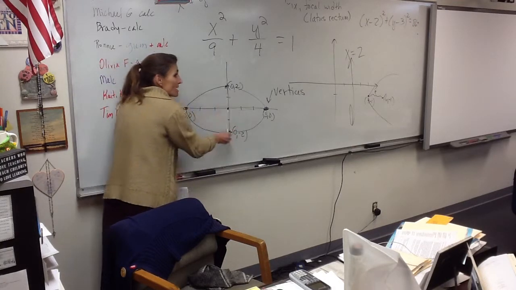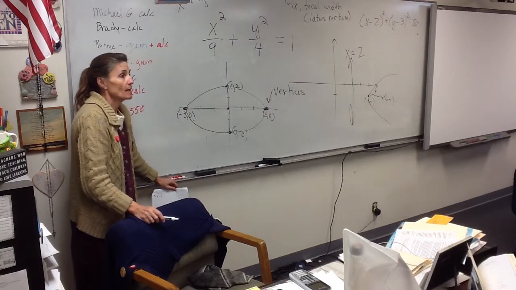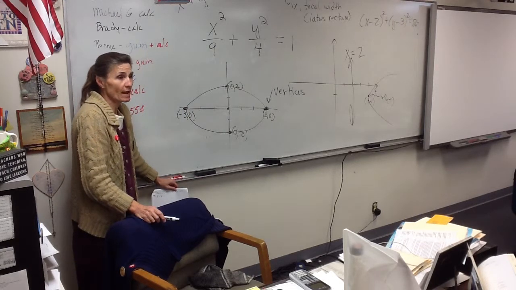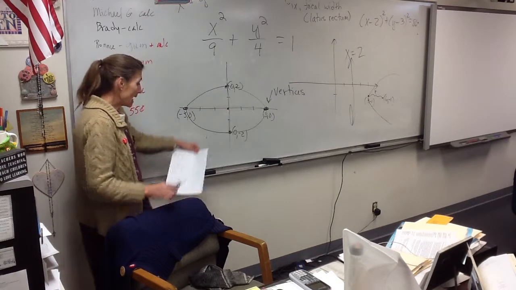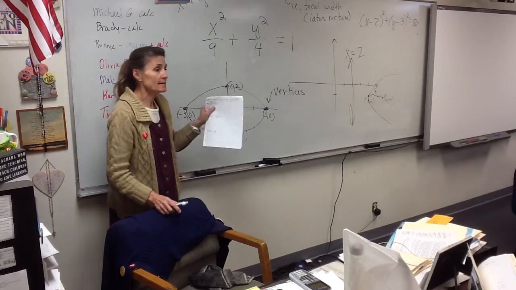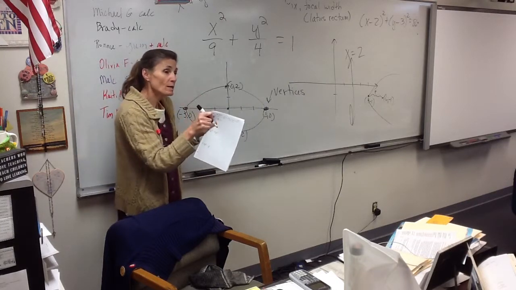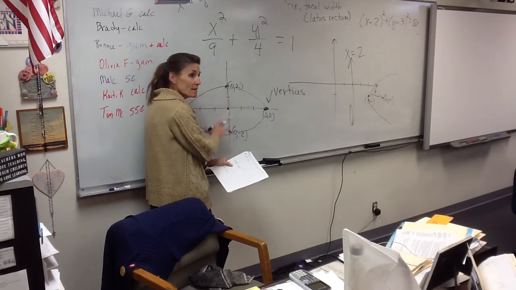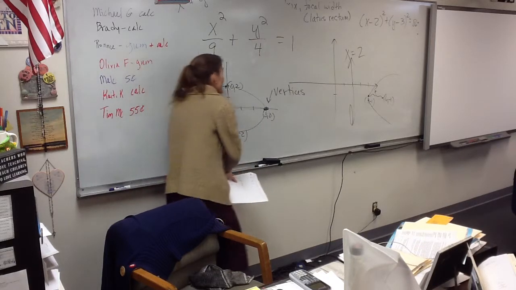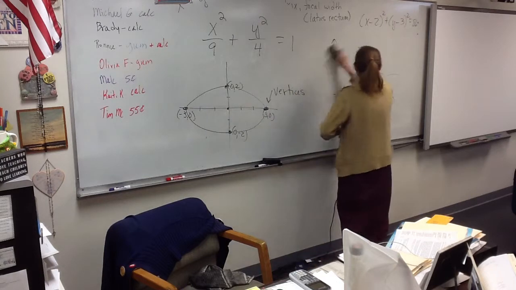This is your minor axis. How long is your minor axis? 4. Okay? Now, we still need to find the foci, but before we do that, I want to get B filled in to this point. So let's look at equation B.